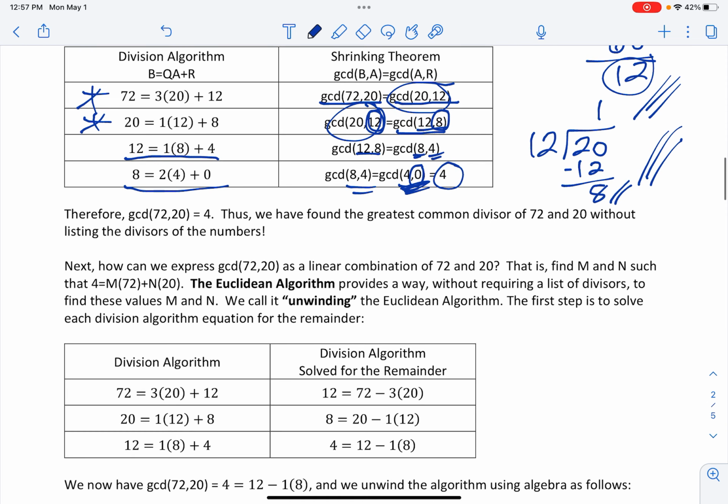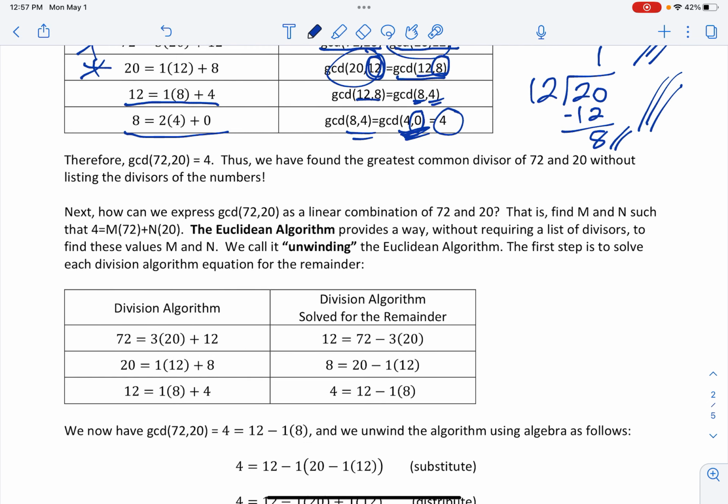So the next thing is, can we express the GCD of 72 and 20 as a linear combination of 72 and 20? That is, how would I purchase that $4 item in Campbell's math, or find M and N such that this is true? Okay, the method that we can do for that is called unwinding the Euclidean algorithm. And the first step is to do this.